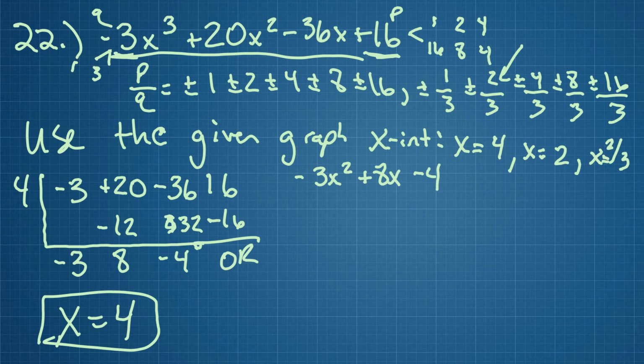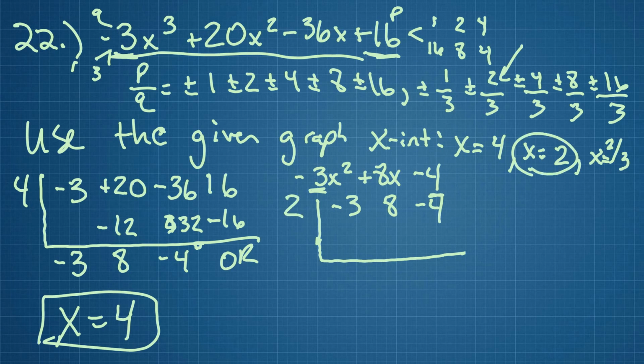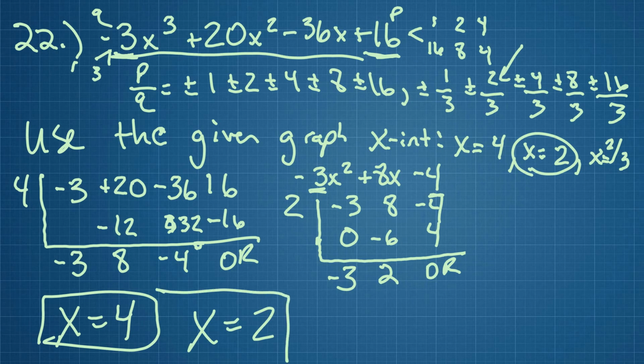I could find a new p and a new q, or I could even factor it. I could factor it and make my sets of parentheses and solve those, but I'm just going to put negative 3, 8, and negative 4. And I don't have to find a new p and q because I know to try 2 next. Put 2 here. Drop down the negative 3. 2 times negative 3 is negative 6. Drop down the 2, say a positive 2. 2 times 2 is 4. So 2 works. It means I have x equals 2 as an answer.